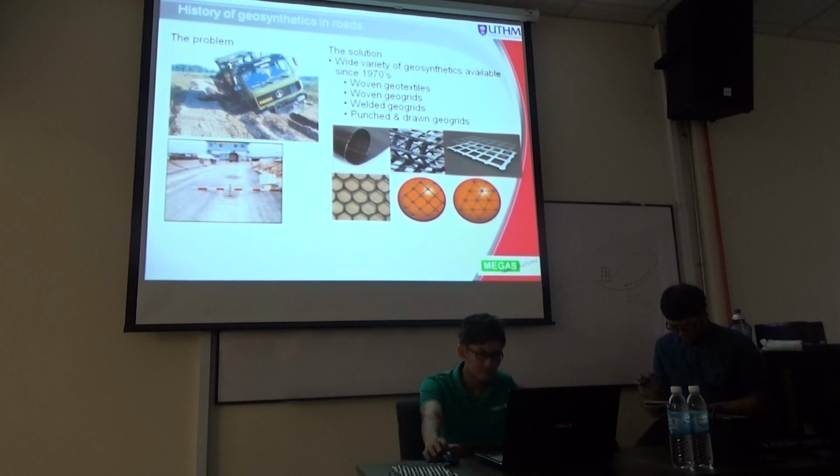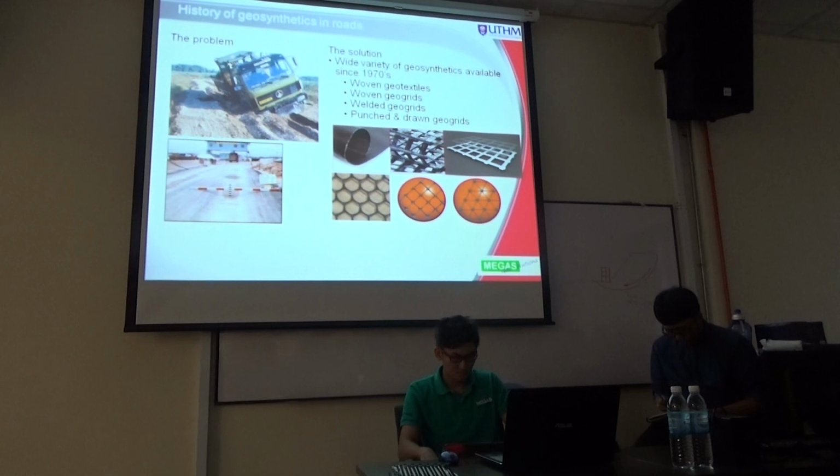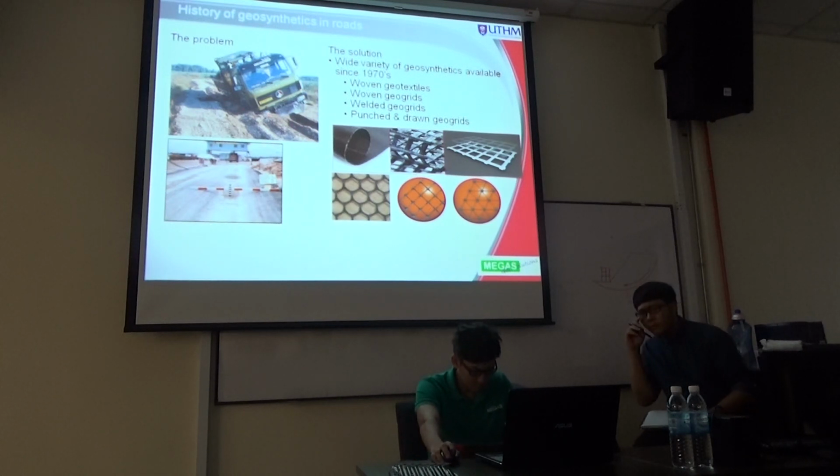So problems always occur at roads. Like I say, this is having the weak deposit problem. And then when the heavy machinery goes through, it creates this type of rutting, or maybe it causes overturning. Okay? So the solution that people have been trying to use over the years is a woven geotextile to actually stabilize this access road. Woven geogrid, welded geogrid, punch and drawn geogrids.